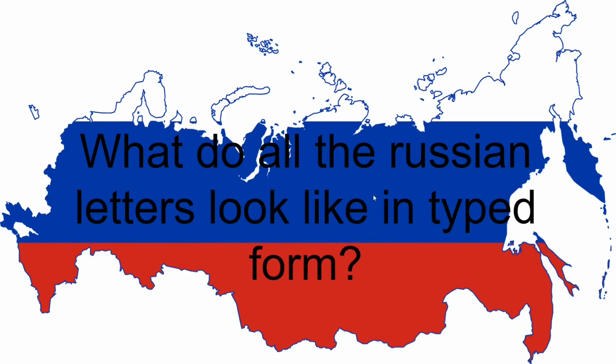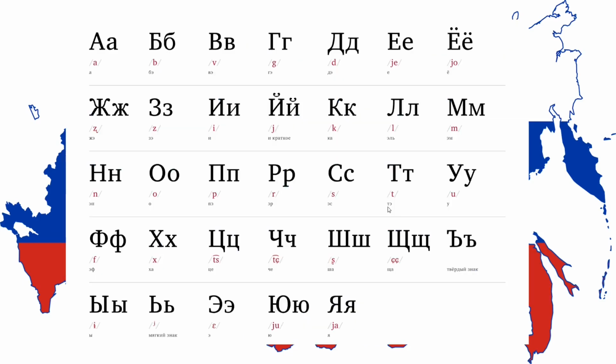So what do all the Russian letters look like in typed or printed form? Here's a little table here. You can pause the video if you want to learn how to write all these. There's also some handy little letters underneath the Russian letters that sort of tell you. I don't know if you can see it that clearly. If you can't see it, just look up Russian alphabet on the internet. I'm sure you'll find an image which will give you sufficient imagery.